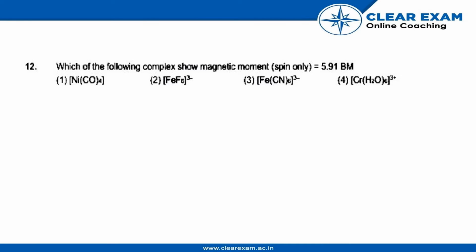So in this question we have to find which element shows a spin-only magnetic moment of 5.9 BM. So here are these elements given. So first we will write the electronic configuration.